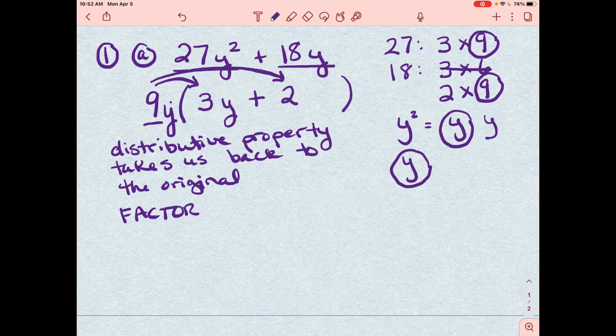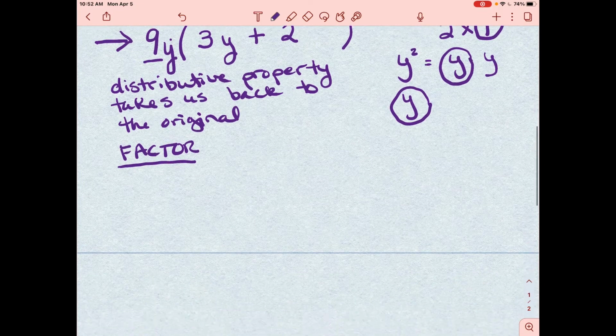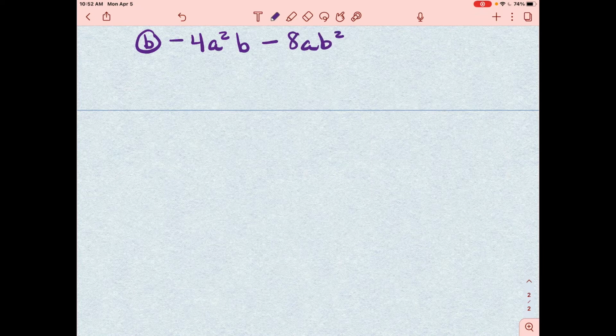So we have taken out common factors, and this right here is called factored form. This right here is called expanded form. That's what happens if we do the multiplication. Let's do example B here. It has a lot of negatives in it. Negative 4a squared b minus 8ab squared plus 2ab.